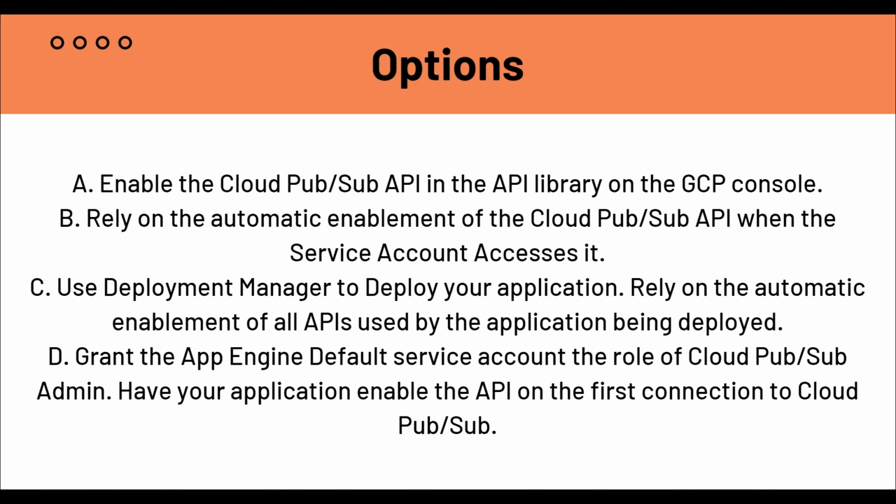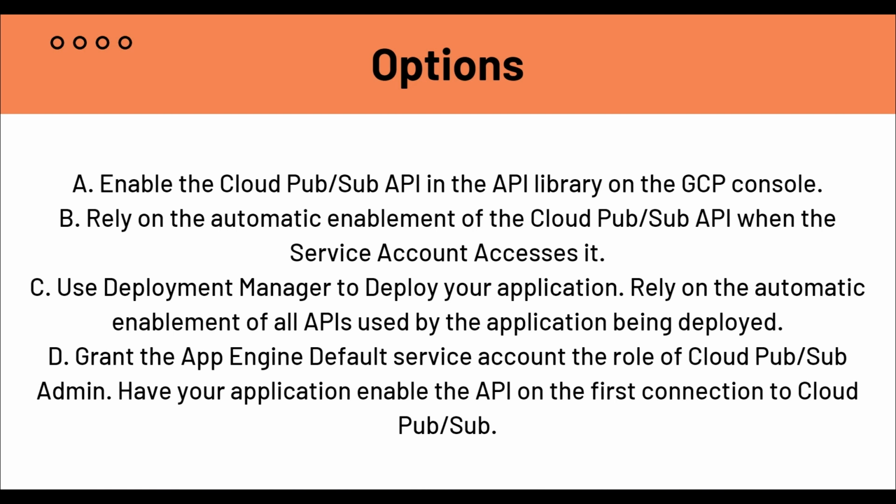Now D, grant the App Engine default service account the role of Cloud PubSub admin. Have your application enable the API on the first connection to Cloud PubSub. So what this is telling you is to rely on the others to charge your phone. It's telling you to rely on the others again. You don't want that. You need to go there, charge the phone yourself, take the matter into your own hands.